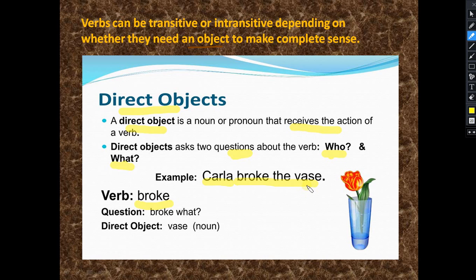So if you are getting a non-living thing, that means it is giving the answer of what. This is our direct object. So always you will get the object after the verb. Fine. I hope you have understood this thing. Now let's come to the next one.